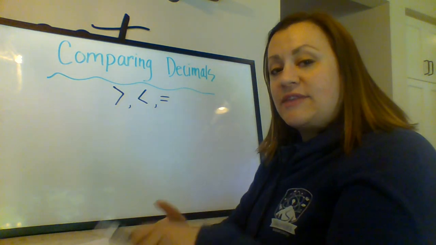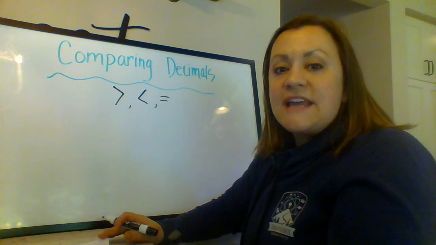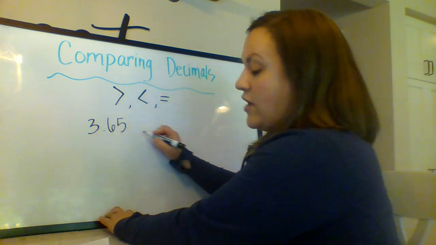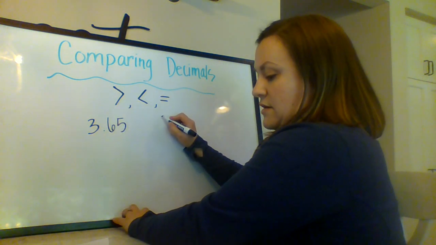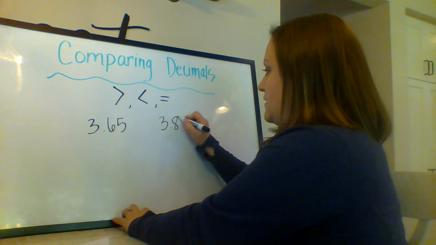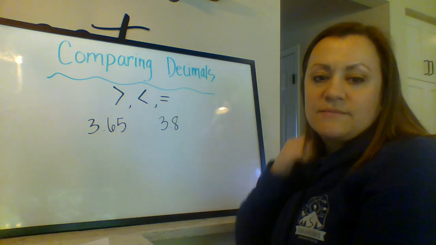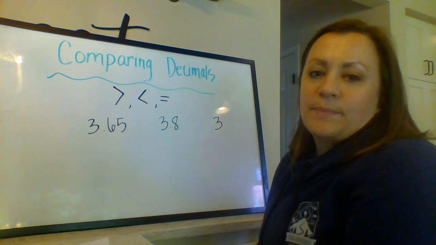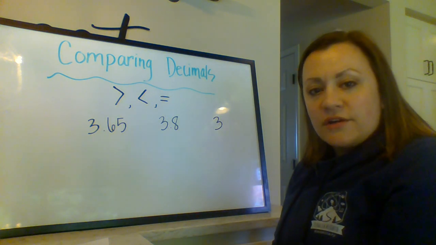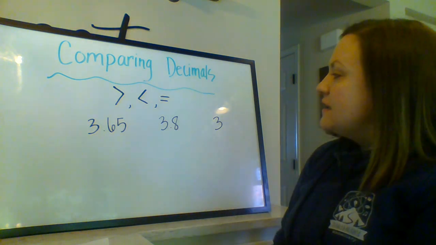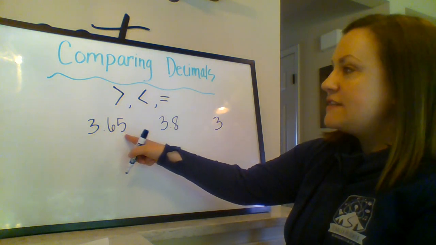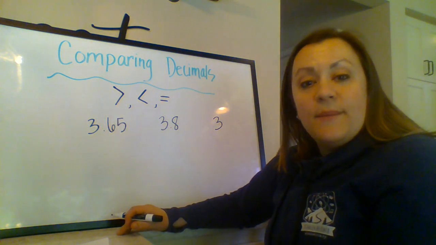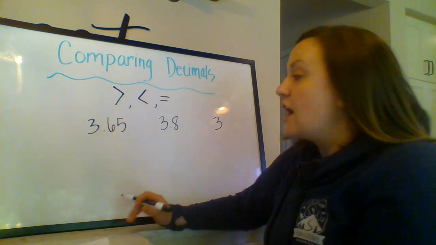All right, I'm going to put one more question up. I want you to do this one along with me. I'm going to write down 3 numbers. I want you to write them down and try it on your own. 3 and 65 hundredths. 3 and 8/10. And let's add in, there we go, 3 wholes. So I have 3 numbers to compare. What I want you to look at is we have 3 and 65 hundredths, 3 and 8/10, and 3 wholes. Let's stack these so that we can compare and make all the decimals into hundredths.